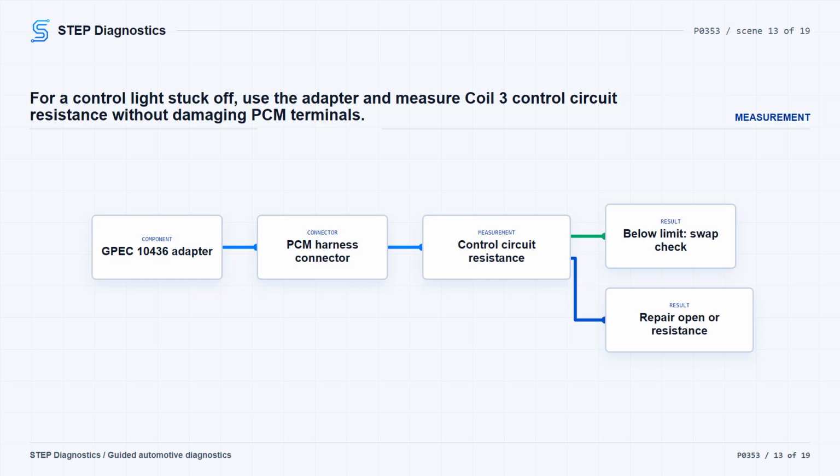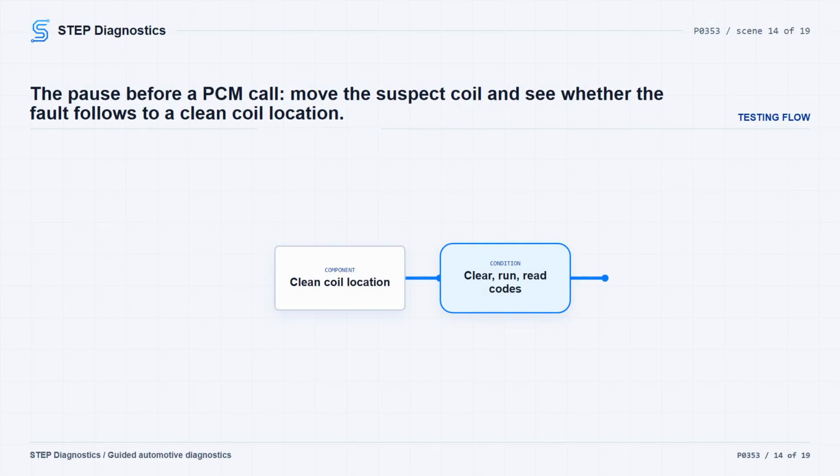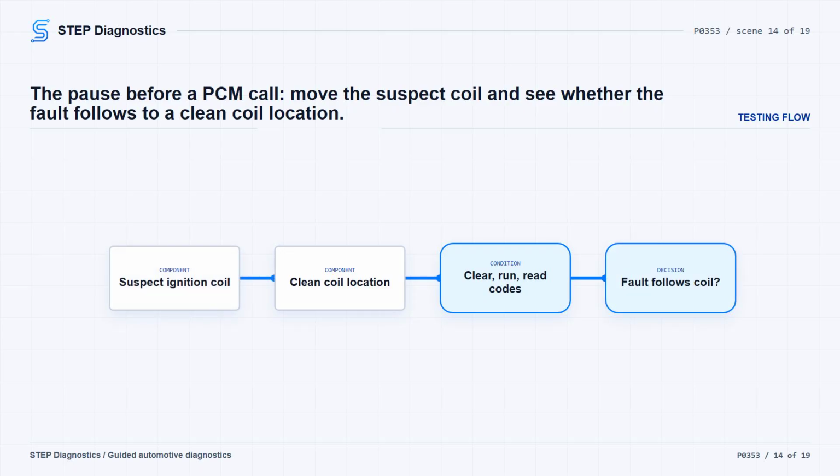Remember, the GPEC diagnostic adapter can add up to 1.5 ohms of resistance. If the resistance is below 3.0 ohms, continue to the coil swap check. If it is not below 3.0 ohms, repair the control circuit for an open or high resistance. Then verify the repair. Before replacing a PCM for this fault, determine whether the ignition coil itself may have caused the driver failure. An internally shorted or damaged secondary coil circuit may be involved, so do not replace the PCM until this check is done.